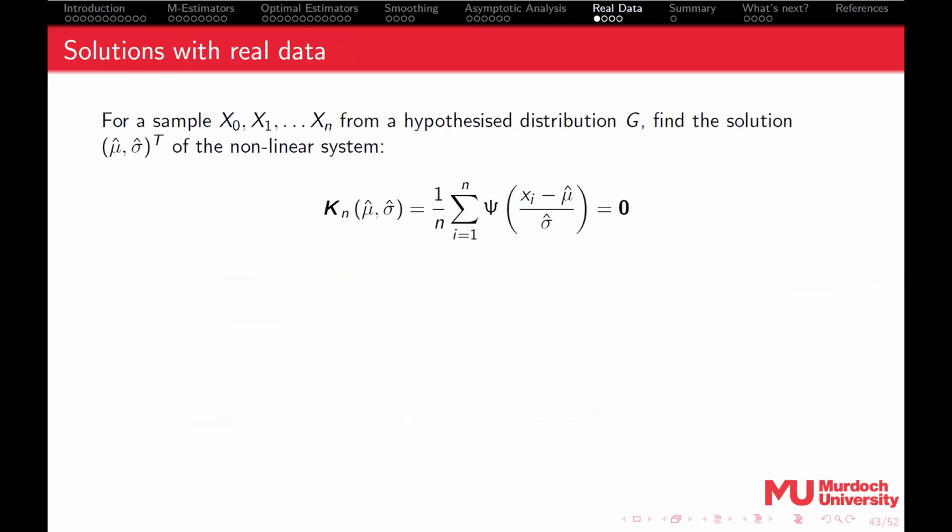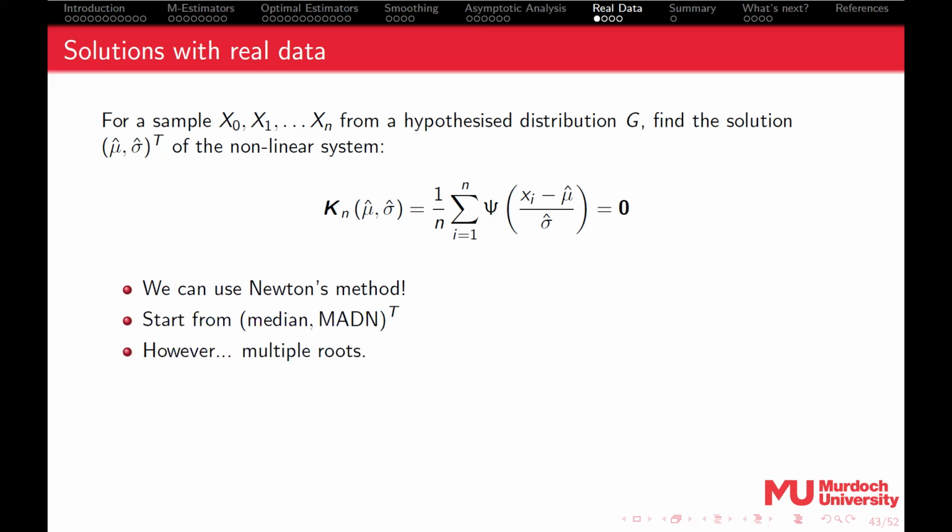Okay, so how does it actually take that same approach to data where you have a nonlinear system of equations for mu hat or equation. We can use Newton's method, which is great. We can start from the median and median absolute deviation. However, we have a problem. We now have multiple roots because we no longer have convex functions.